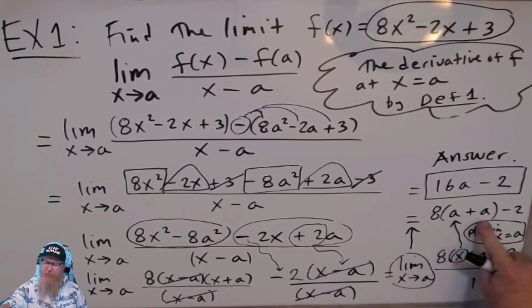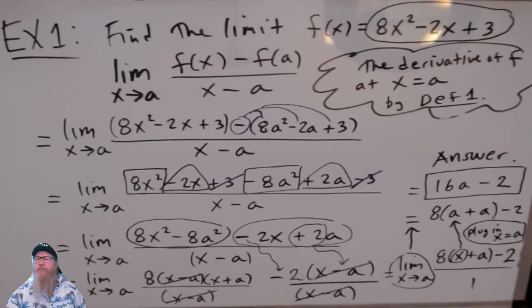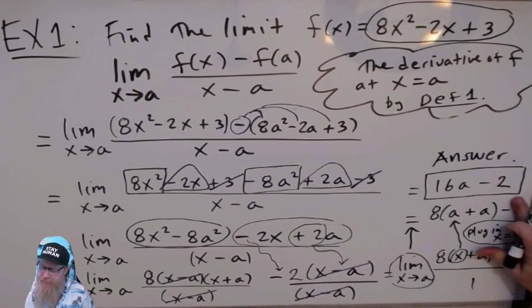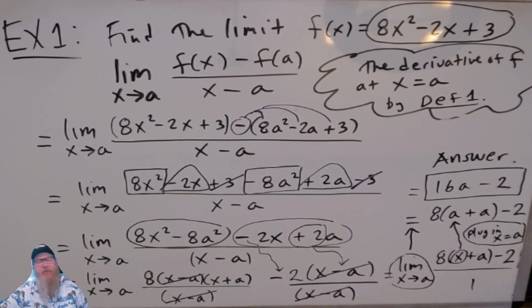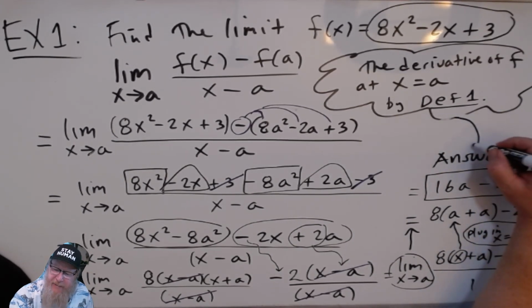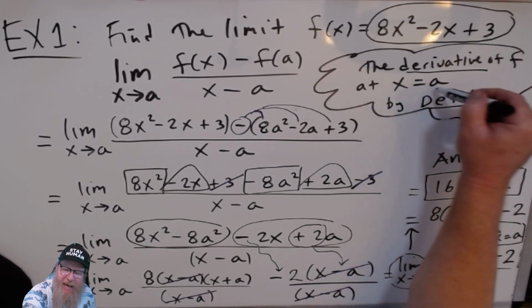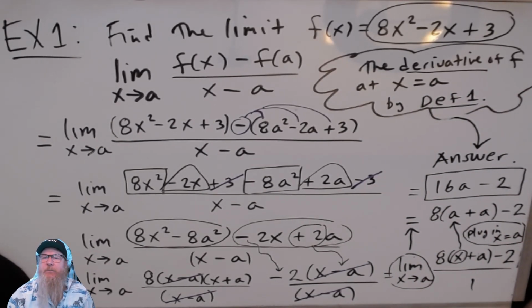Right? a plus a is 2a, and then times 8 is 16a. The minus 2 is the constant term, so just leave it off to the side here. Don't combine it with the rest of the terms like basic algebra principles tell us. So that's the answer. By definition 1, the derivative of this function at x equals a is 16a minus 2.